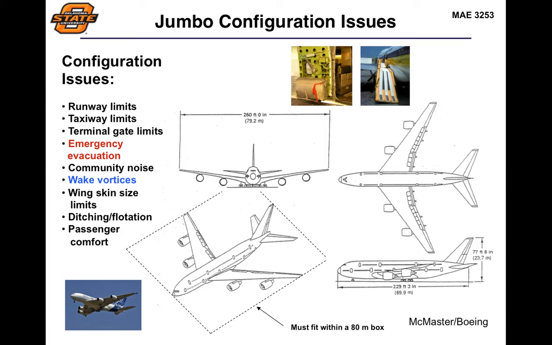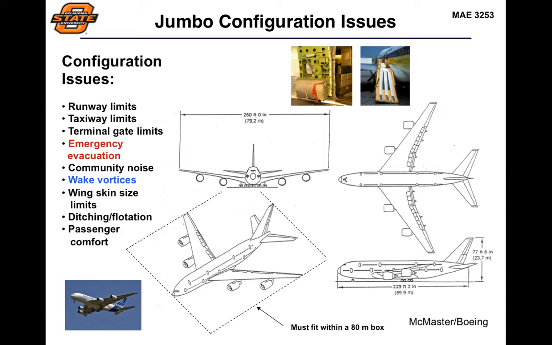So let's look at some of the configuration issues with a jumbo jet, for example. Take this giant NLA concept. So you end up with first runway. As your aircraft gets bigger, what else scales with it? Well, it's your takeoff distance. So that means you are only going to be limited to operate from the longest of runways.